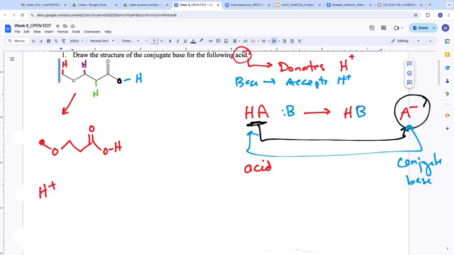If I got rid of that H+, it becomes negatively charged. What happens if I get rid of the blue hydrogen? What happens to the oxygen? It gets a negative charge. Okay, so that's interesting. The exact same thing happens as with the red one, and yet we got different answers.